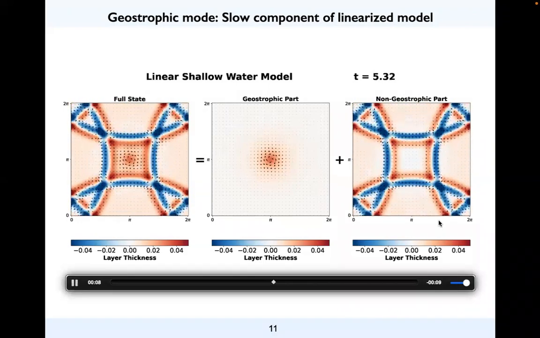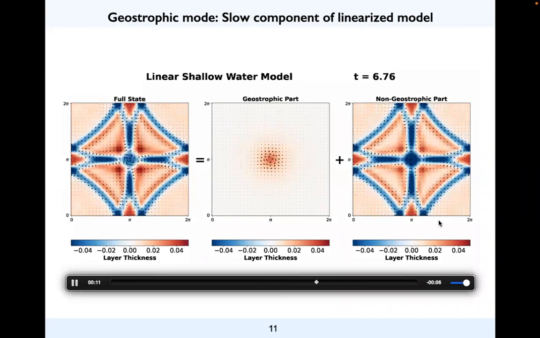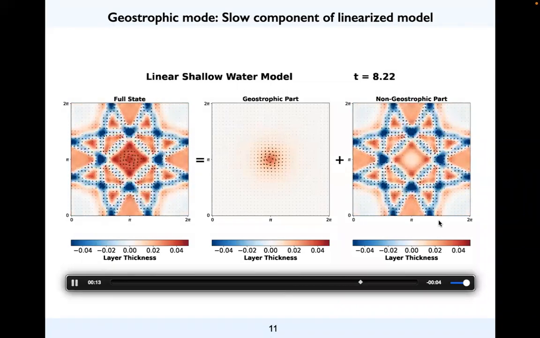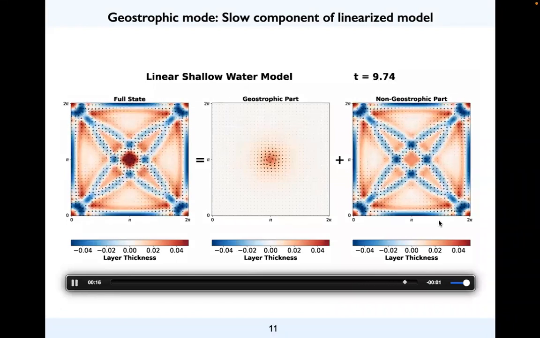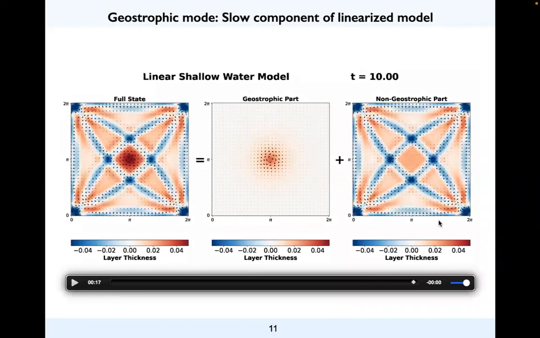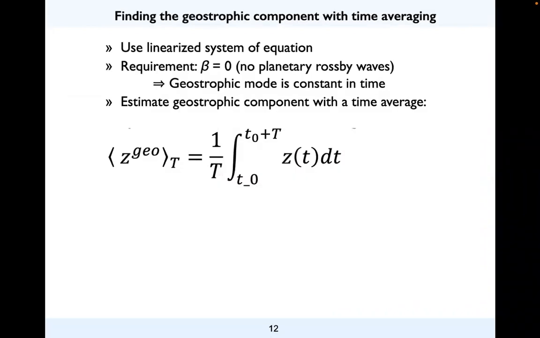And this is the whole point here, that the geostrophic part, if we don't have any beta, so we don't have Rossby waves or other things, stays constant, and we're going to use that. So first, what we need to do is linearize our system of equations so that we don't have any interaction between the mean flow and waves. Then we need beta to be 0. This is a little bit problematic. And then we estimate the geostrophic component with a simple time average.